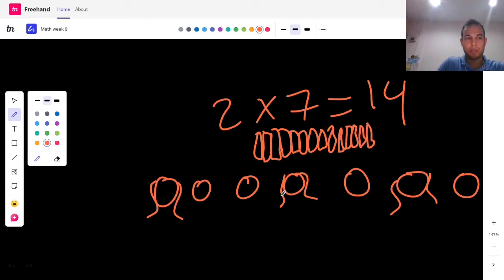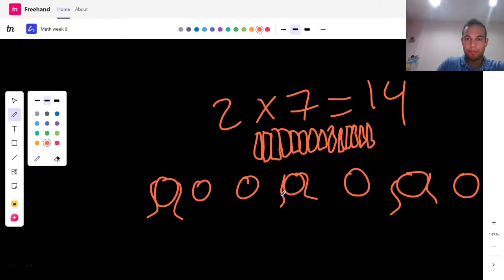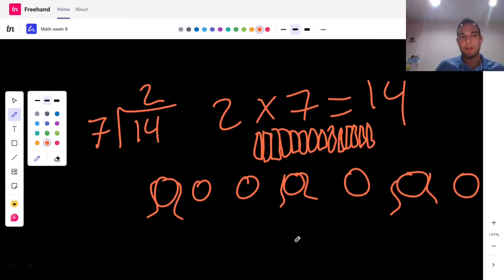How many books can we give each student? Well, we can circle the answer for each student, or we can divide it. So we have 7 students. 7 divided by 14. And we know the answer is 2. Perfect. All right.